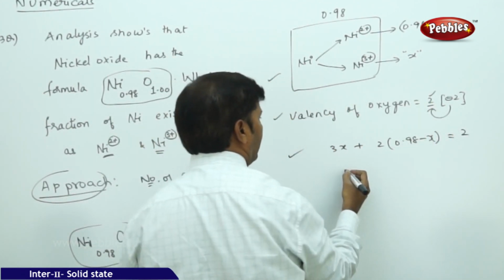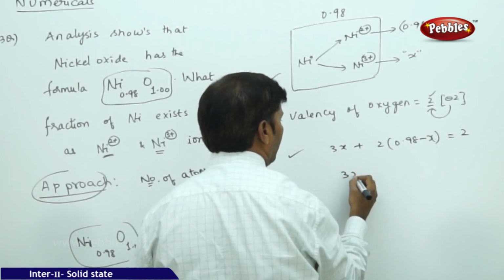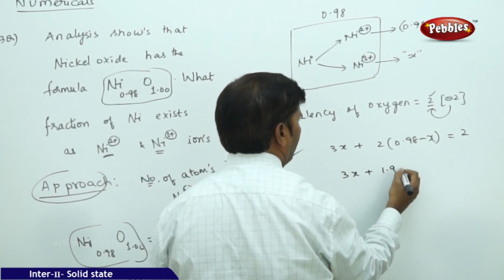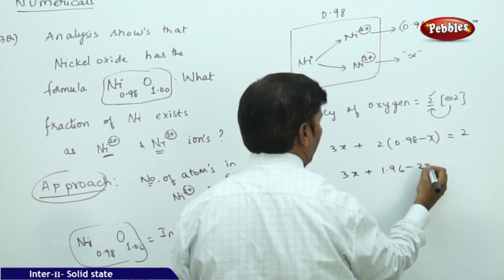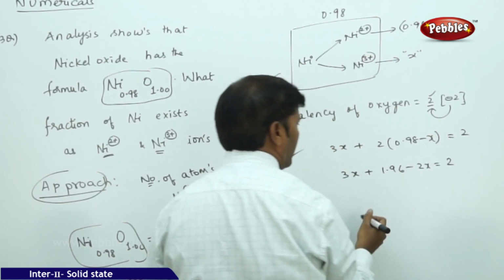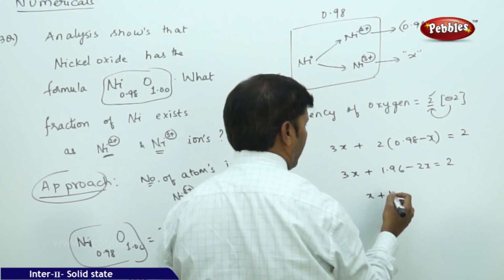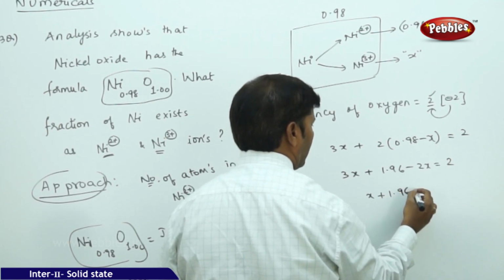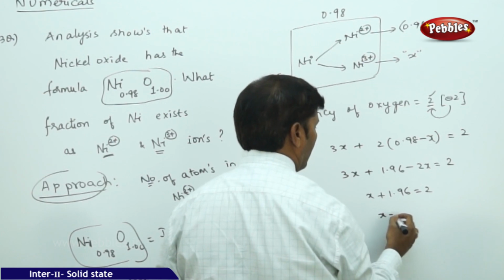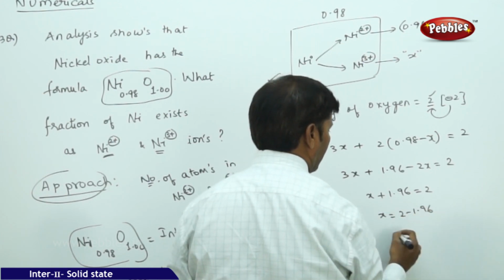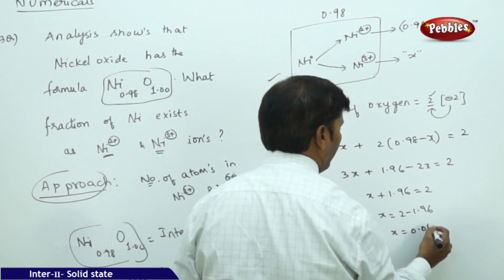So this I can take as 3x plus 1.96 minus 2x is equal to 2. This becomes x plus 1.96 is equal to 2. So x is equal to 2 minus 1.96, x is equal to 0.04.